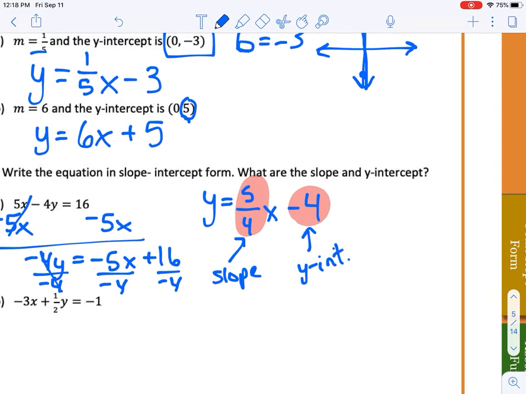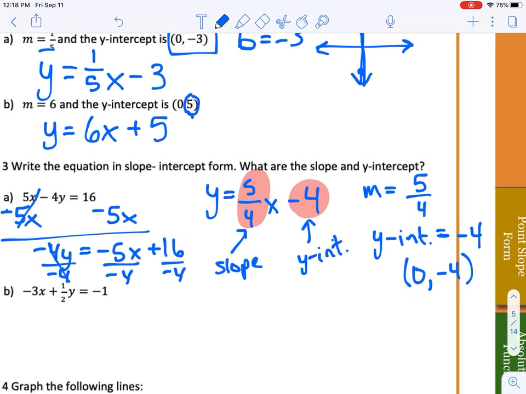So it says that we need to find the slope and y-intercept. So our slope m is 5 over 4. Our y-intercept b is negative 4. Or we can write this in MathXL. We want you to write it like this, as 0, negative 4. That stands for our y-intercept.